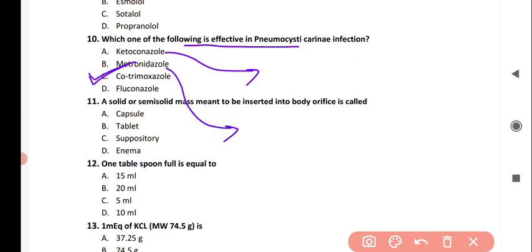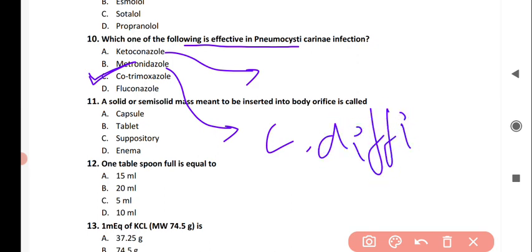And the drug metronidazole can be effective against both gram positive and gram negative bacteria. In gram negative bacteria it is effective against Bacteroides fragilis, and in gram positive bacteria it is effective against Clostridium difficile, which is an important Clostridium.